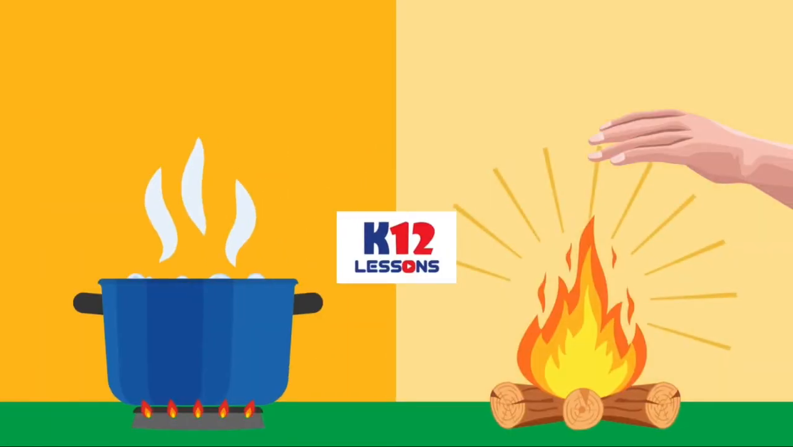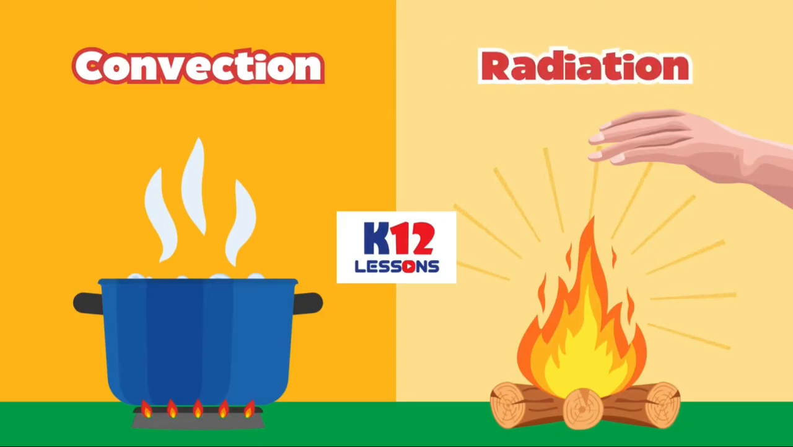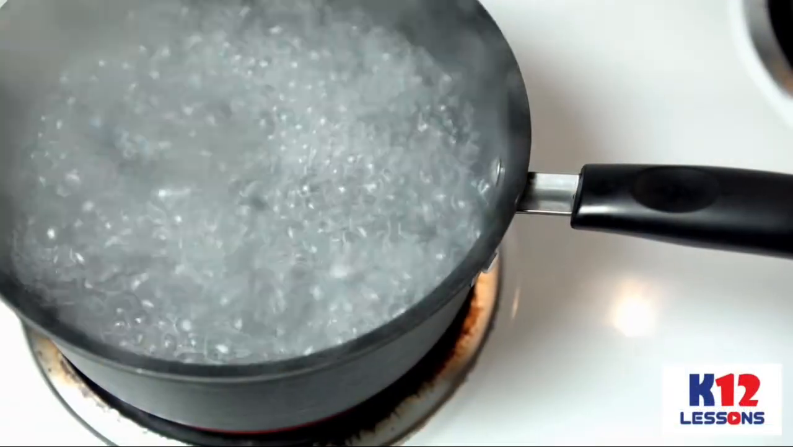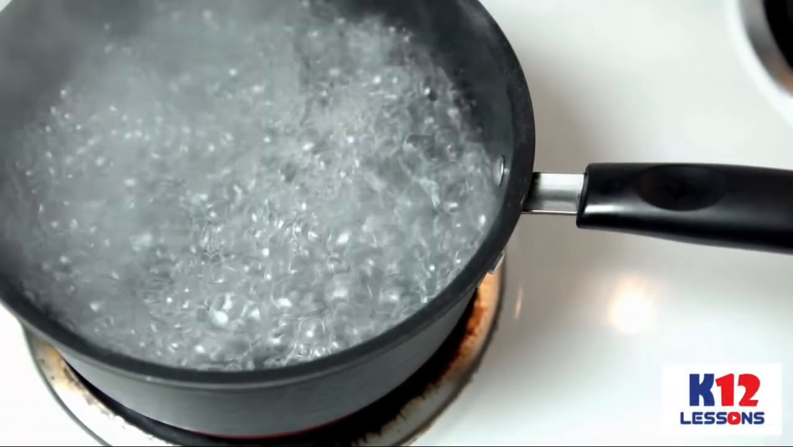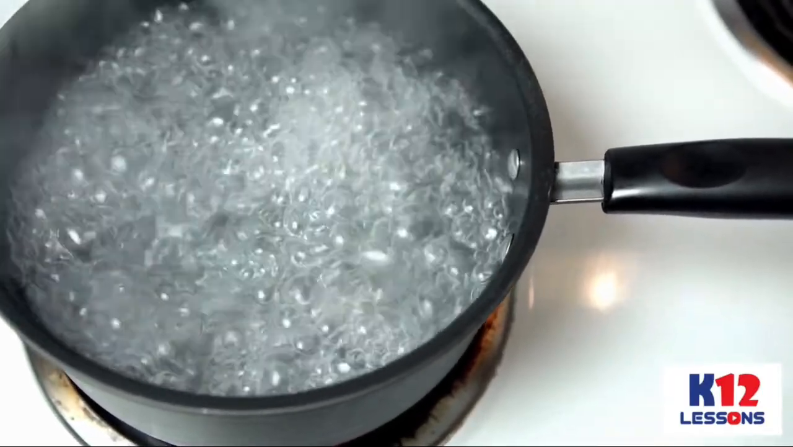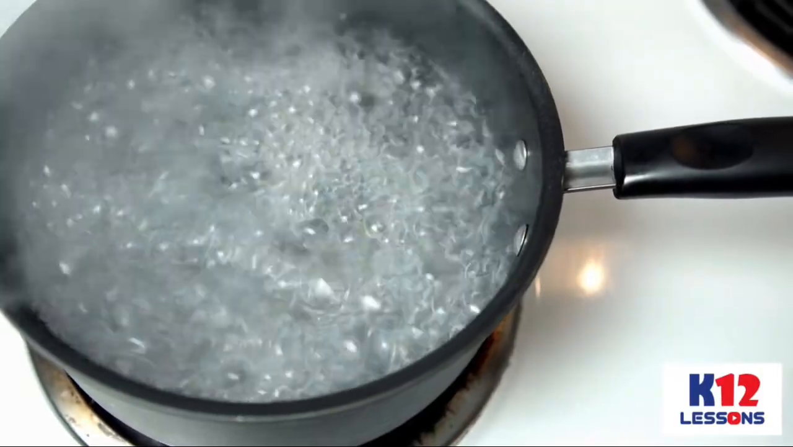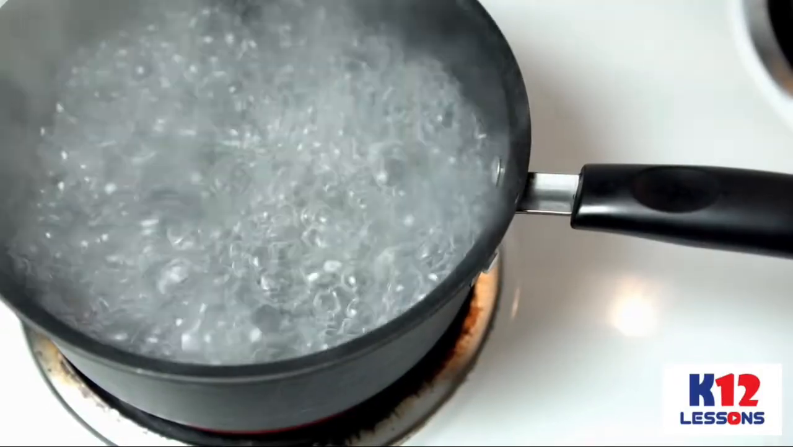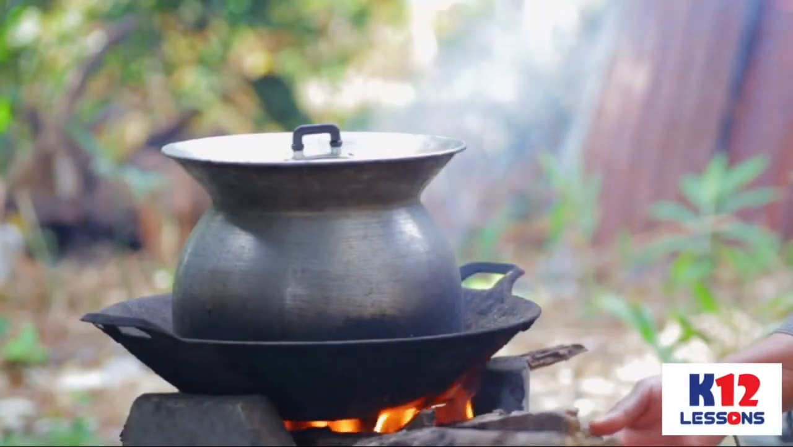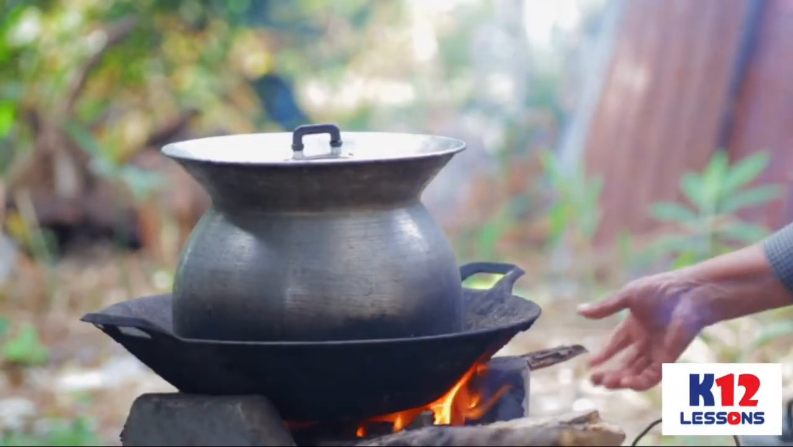Other ways of heat transfer include convection and radiation. Convection is the transfer of heat from one place to another by the movement of fluids. For example, when a pot of water is heated, water begins to rise. As the water rises, cold water goes down. The process is repeated until all the water has the same temperature. Radiation is the transfer of heat through empty space. An example is standing before a stove, where your body feels the heat from it.